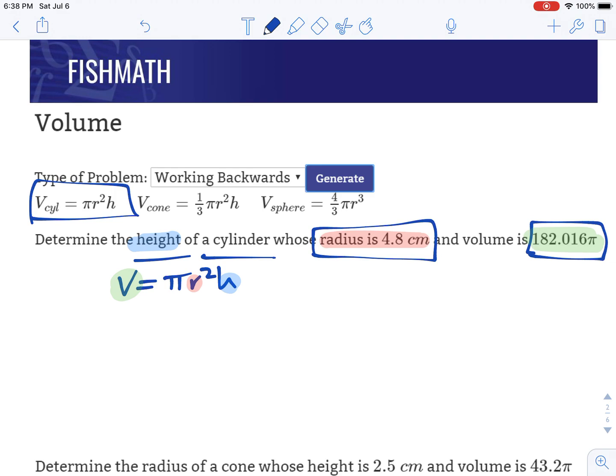So the volume here we're going to plug in is 182.016 pi. We do definitely need that pi in there. It'll help us out later that there is a pi there. So then we'll have pi on the other side times our radius, 4.8 squared, times the height that we don't know. And we're just going to solve this equation.